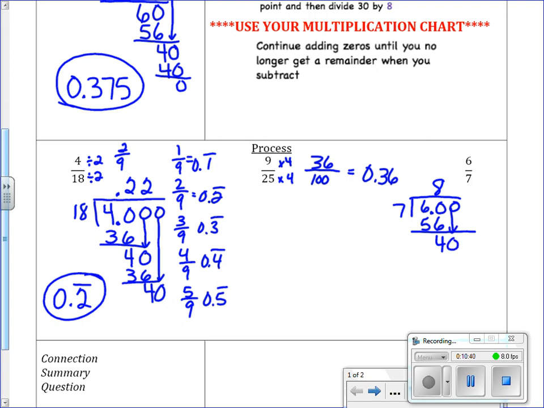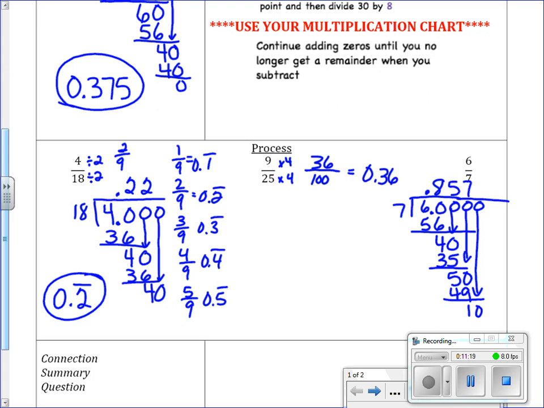7 goes into 40. Now I know 7 times 5 is 35, so I'm going to put that there. 5 times 7 is going to be 35. I end up with a 5. Put another 0 as a placeholder. Bring it down. Now, 7 goes into 50. Well, we just talked about perfect squares, so I know 7 times 7 is 49. 50 minus 49 is 1.